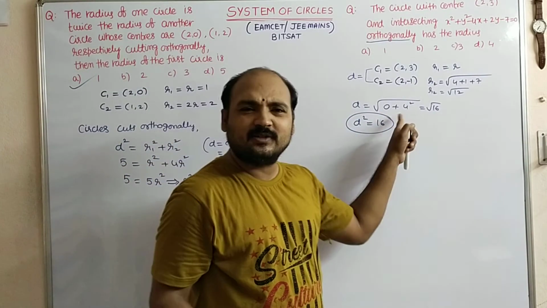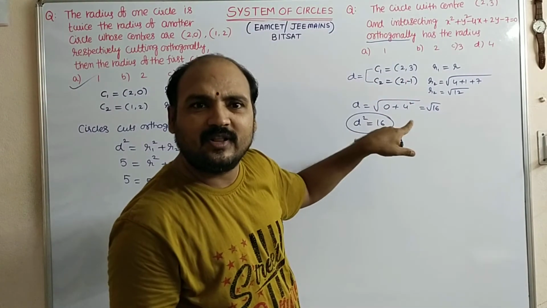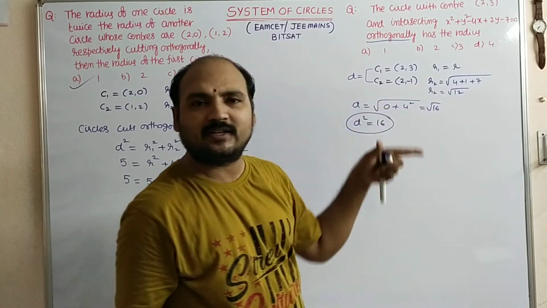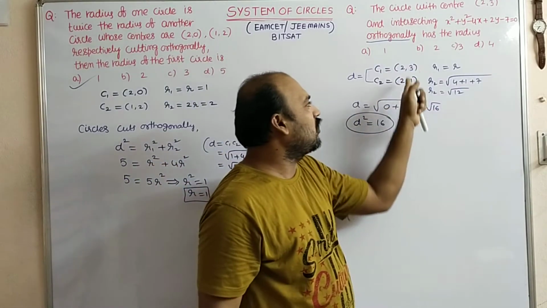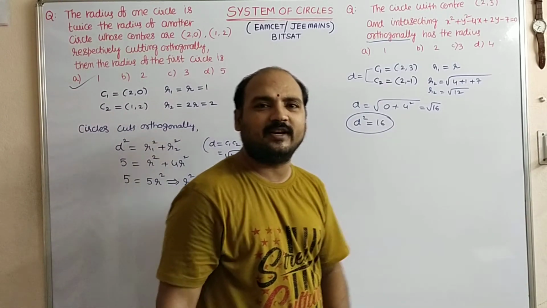No need to apply the distance formula. Why? Because whenever x coordinates are equal, the distance between the points is the difference of the y coordinates. So the difference of y coordinates is 3 minus of minus 1, which is 4. So d is equal to 4, d square equal to 16.